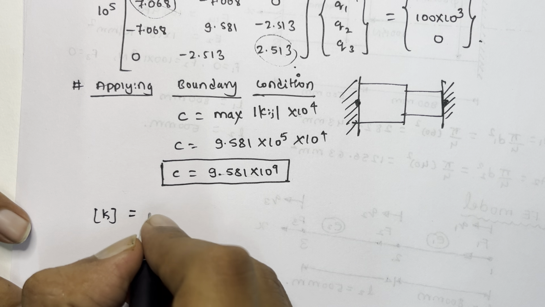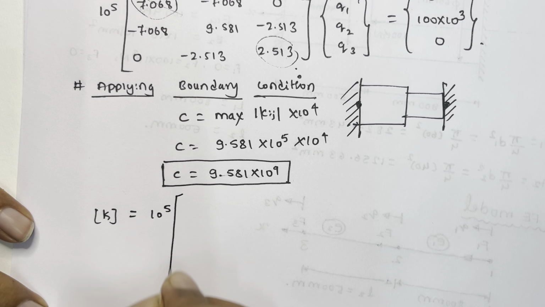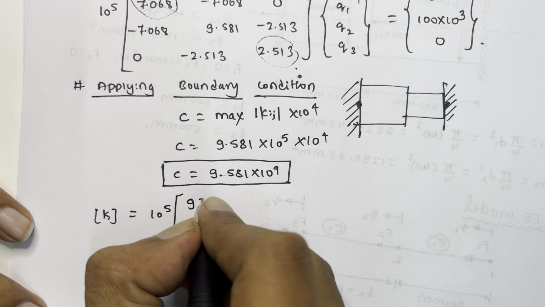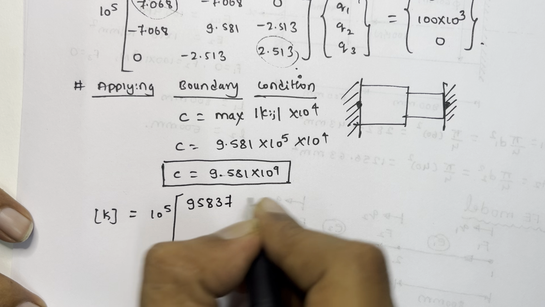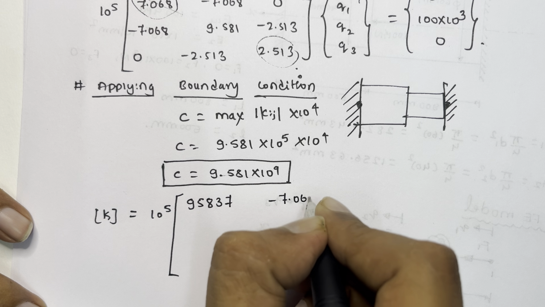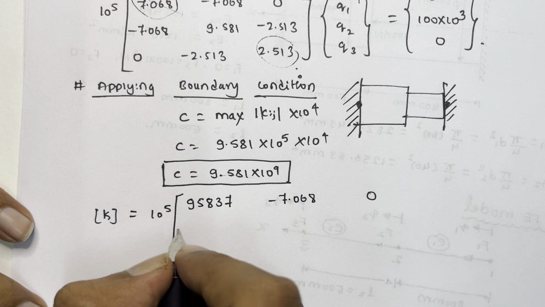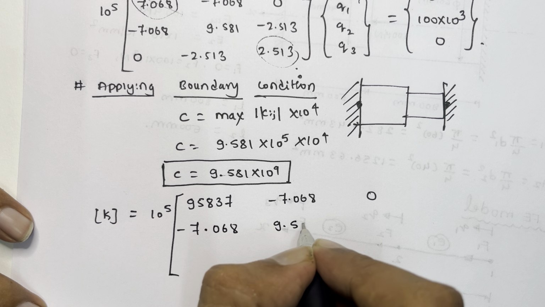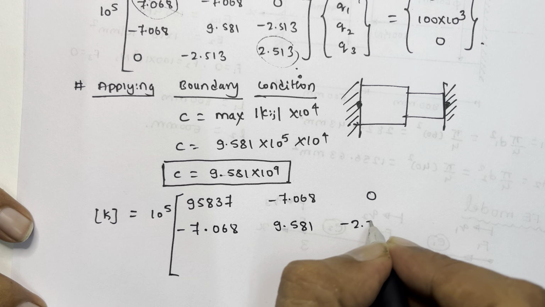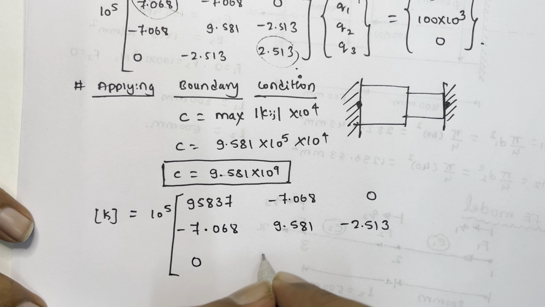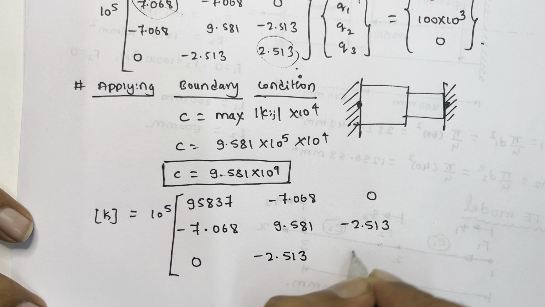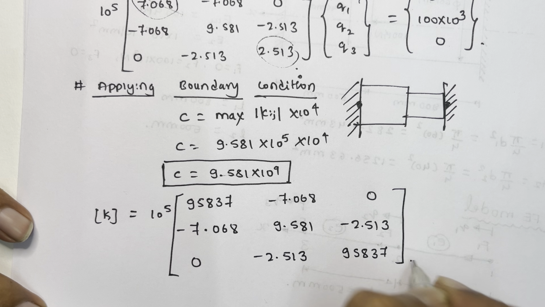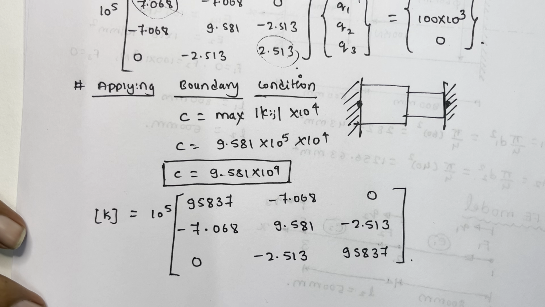After adding that C, we'll get 10 raised to 5 outside, 95837, minus 7.068, 0, minus 7.068, 9.581, minus 2.513, 0, minus 2.513, 95837. Okay, now this is the stiffness matrix according to the penalty approach method.